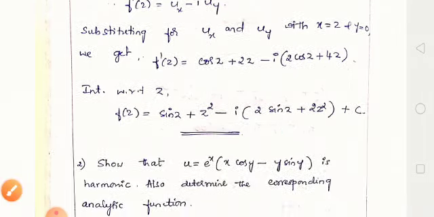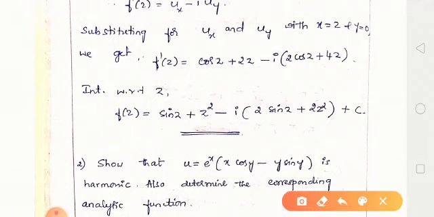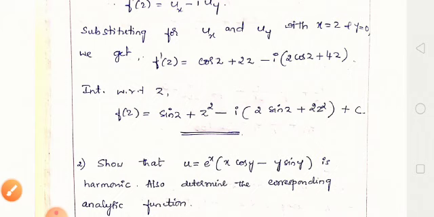We want f of z. For that purpose, integrate this equation with respect to z. F of z equal to sin z plus 2 into z²/2, it is z², minus i into 2 sin z plus 4 into z²/2, it is 2z², plus c, it is the constant of integration. So this is the expression for the corresponding analytic function.